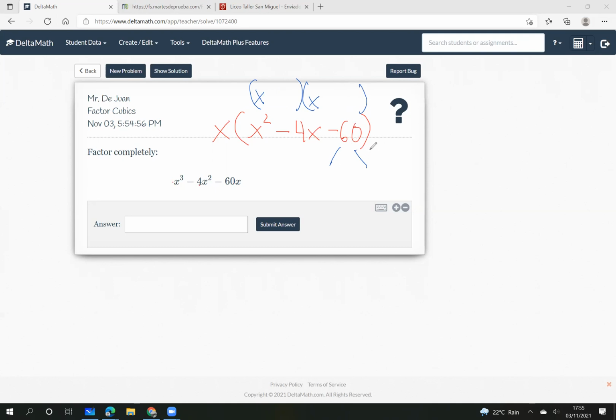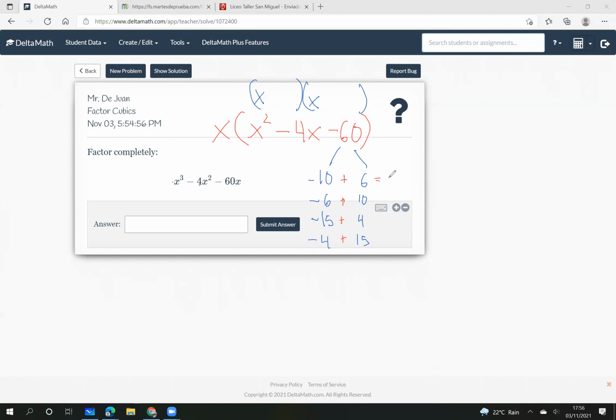Negativo 60, ¿qué se puede multiplicar? Si lo pensamos bien, tenemos 10 y 6. Bueno, negativo 10, porque tenemos negativo 60. Negativo 10 multiplicado con 6, negativo 60. Negativo 6 multiplicado con 10. ¿Qué más? Negativo 15 multiplicado con 4. Negativo 4 multiplicado con 15. ¿Tú ves cómo me gusta poner los negativos en un lado? Para simplificar la forma. Ahora hay varias otras opciones, pero por lo menos vamos a dejarlo así.